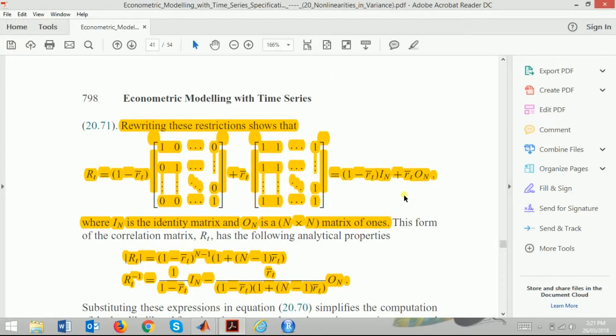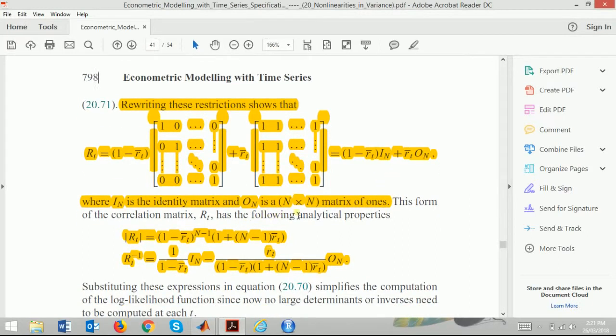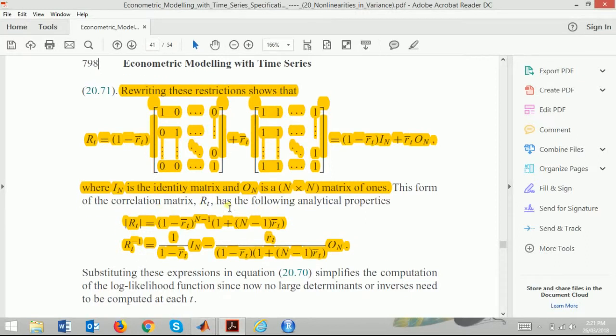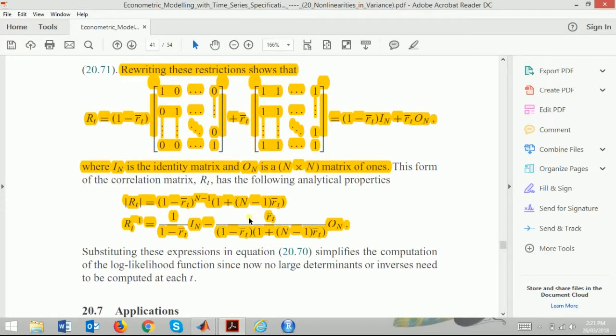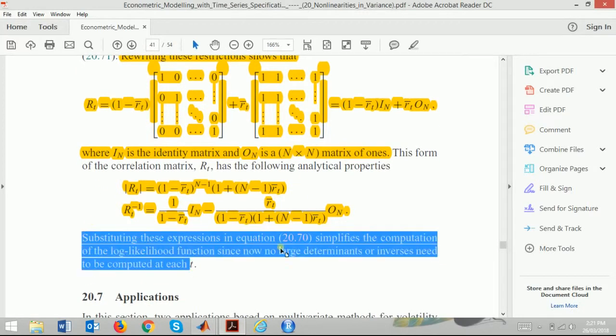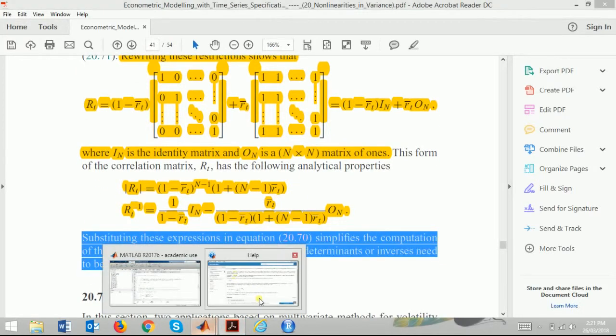Rewriting these restrictions, we can basically start with zeros and ones: the identity matrix and the zero matrix. R equals (1 minus R bar) times the identity, plus R bar times the ones matrix, where I is the identity matrix. In this form, the correlation matrix R has the following analytical property: the determinant is (1 minus R bar) to the n minus 1, times (1 plus (n minus 1) R bar). So this is something. Let's see how the DECO model is implemented in our problem.